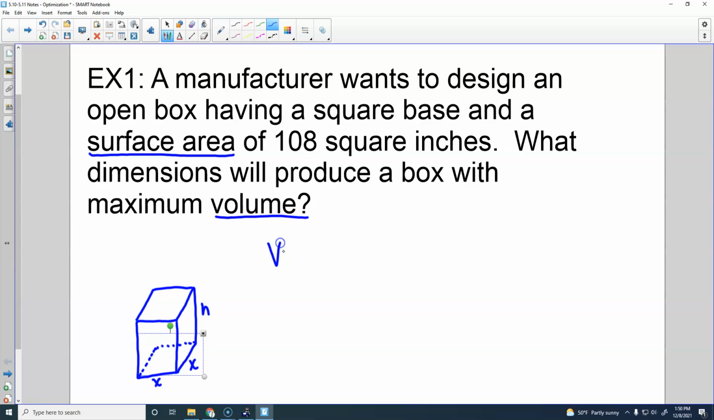So if I want to know the volume here, what would I do? x squared times h. x times x times h. It would be length times width times height, but I've called both my length and my width x here. So x times x times h gives x squared times h. Alright, surface area.